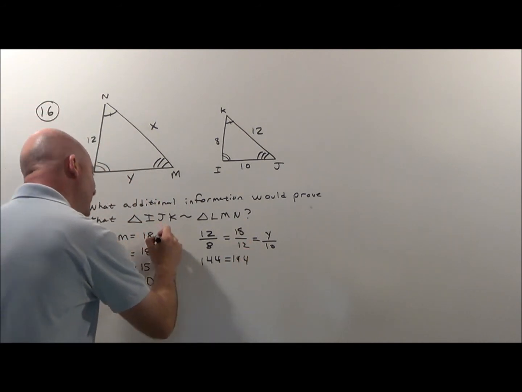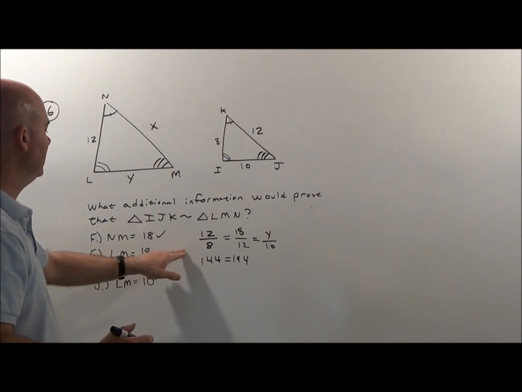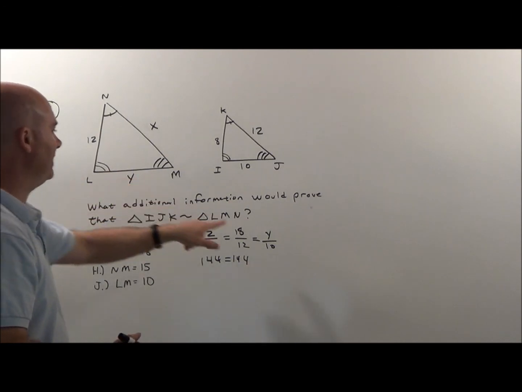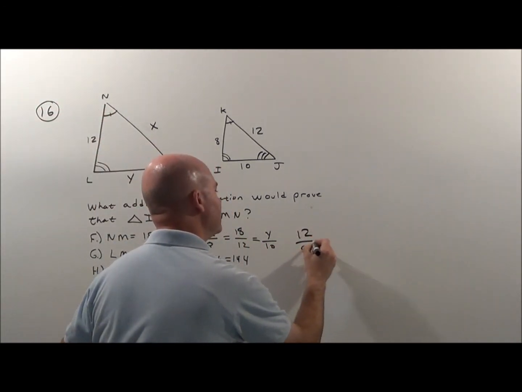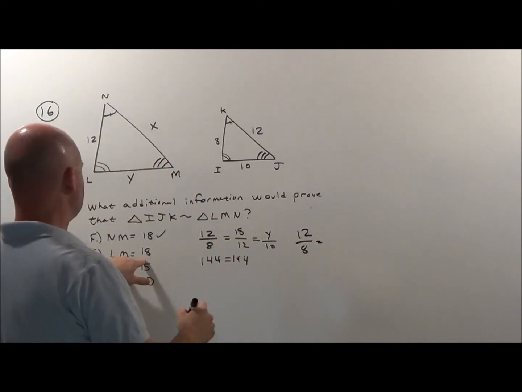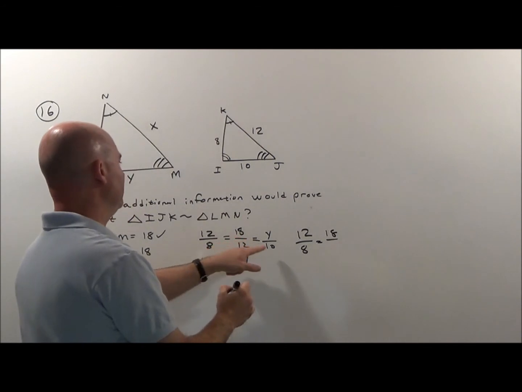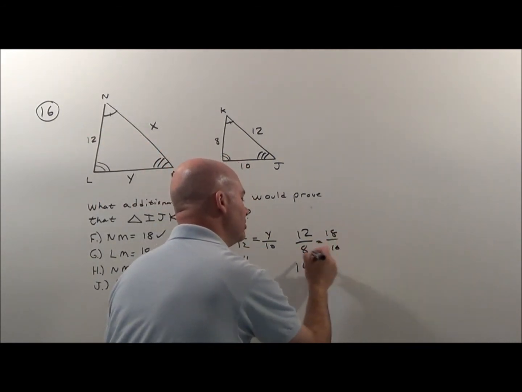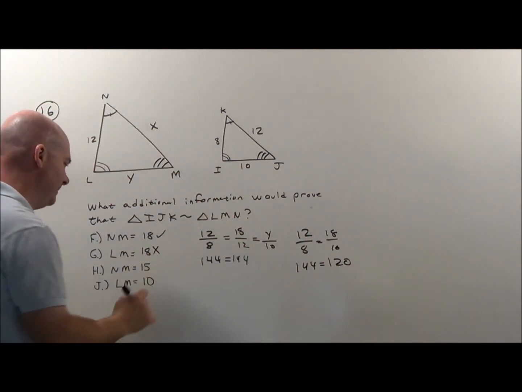So it looks like we got NM on the first choice. How nice of them. If we tried the LM, which again, LM is the Y piece, you could see you would have 12 eighths equal to the Y piece, which is LM. 18 over 10. Again, that's 144 when I cross multiply. 10 and 12 is 120, so you can see that's not going to happen.